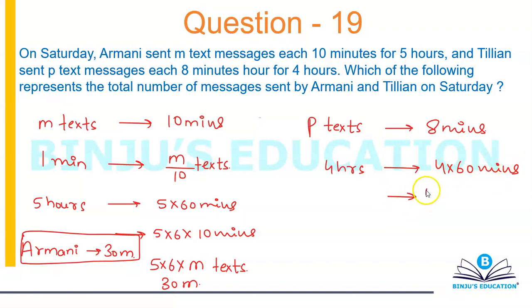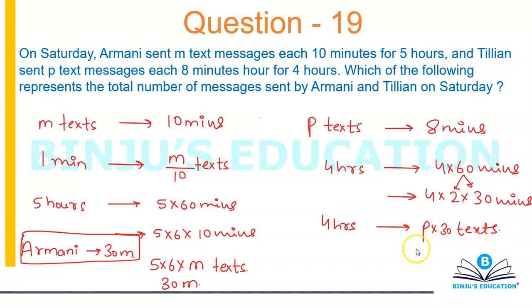or I can also write this as 4 into 2 into 30 minutes. Why did I write it as 4 into 2 into 30? Because 4 into 2 is going to give me 8. 60 is 2 into 30. I intentionally wrote it as 2 into 30 because I was missing 8. I already had a 4, so if I get a 2 from somewhere, then 4 into 2 will automatically become 8. So for 4 hours, he will be sending P into 30 texts. He'll be sending 30 P texts.